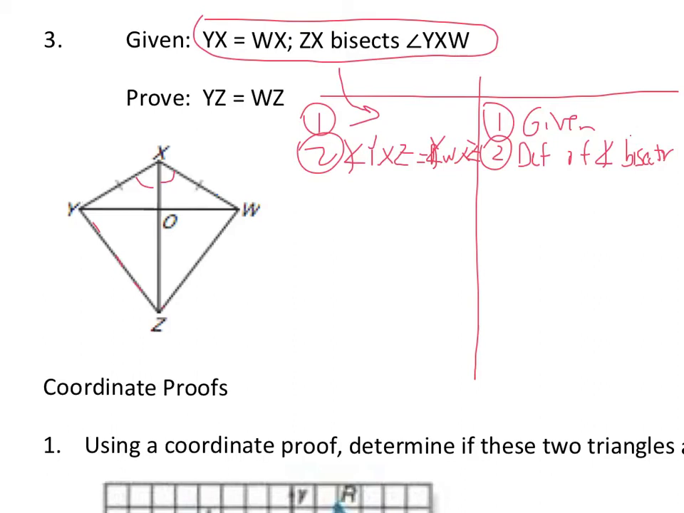Okay, so now I have a side and an angle. Can't quite say the triangles are congruent yet, but look at this. Look at this side they share, these two triangles, the triangles YXZ and WXZ. So we can say that a side is equal to itself, so I'm going to say XZ is equal to XZ. That's the reflexive property.